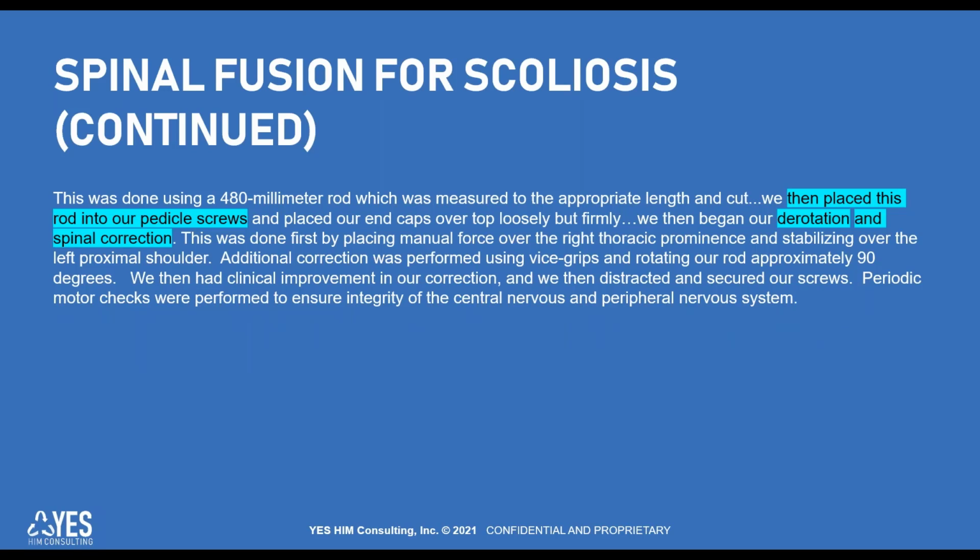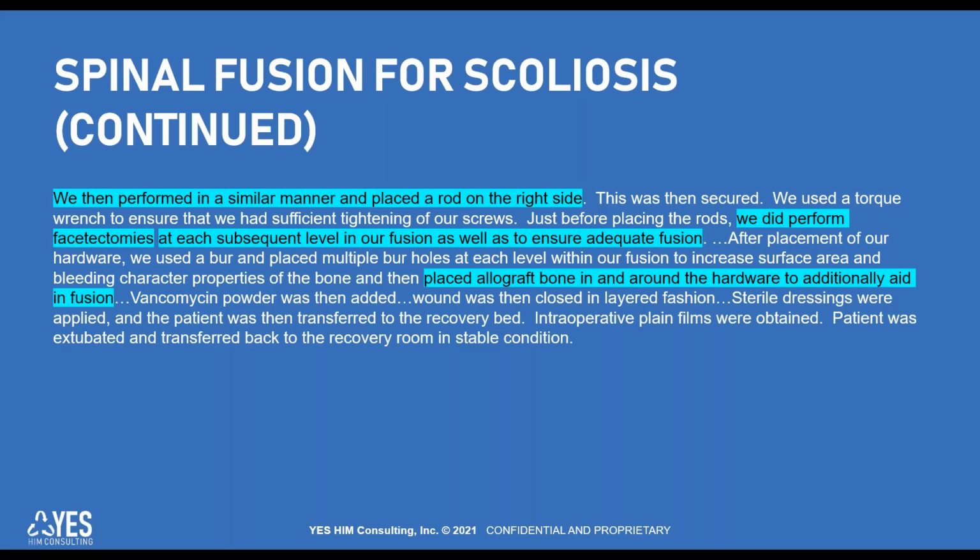Then they started using some manual force there to try to correct the scoliosis. And then they attached the right-sided rod. They placed allograft bone in and around the hardware to additionally aid in the fusion. They did some films. The patient was extubated and transferred back to the recovery room.